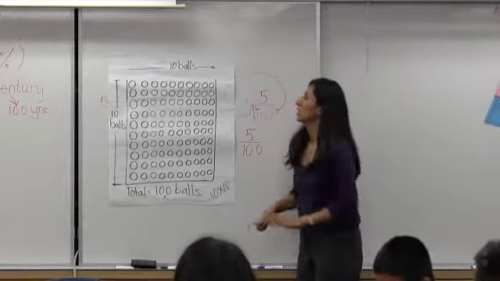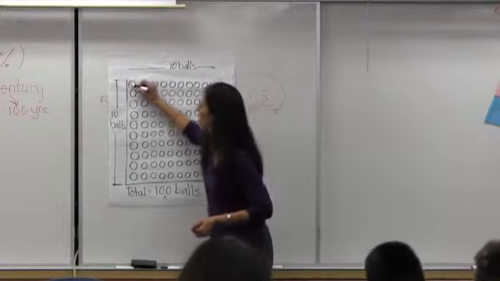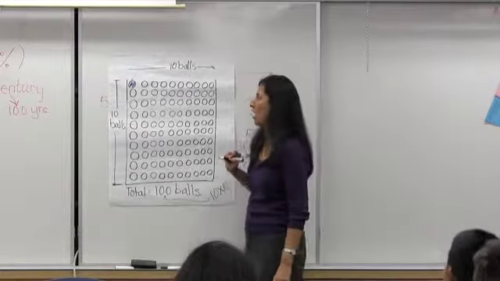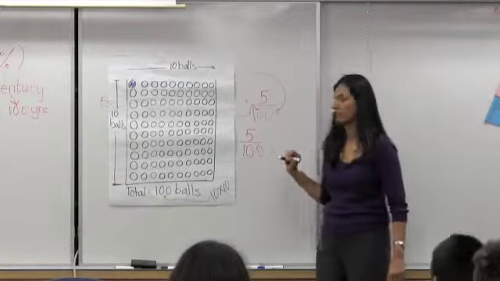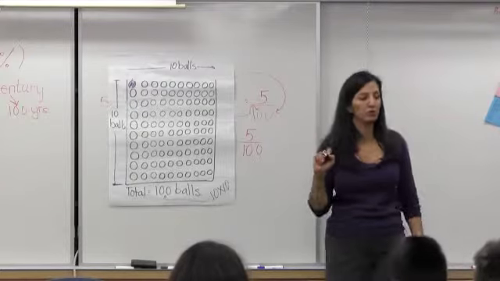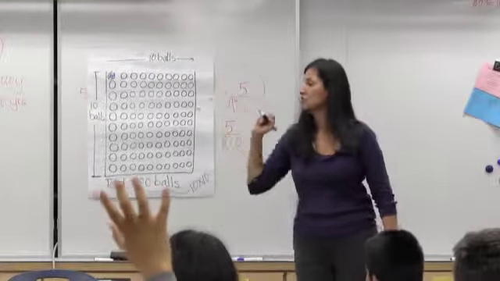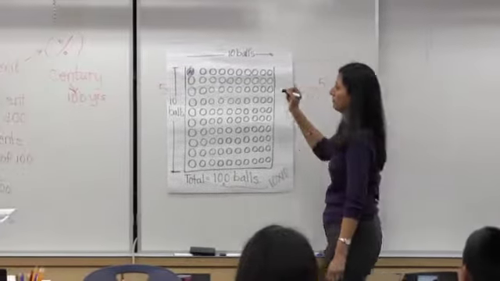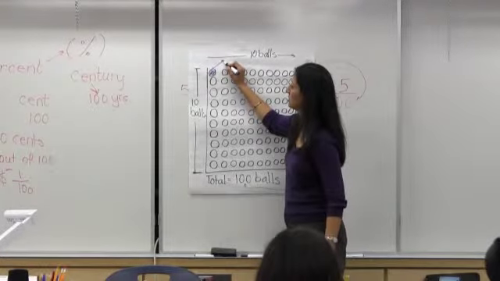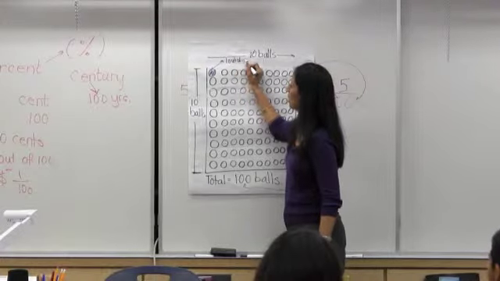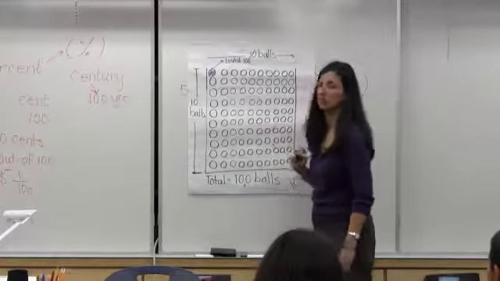I am going to color one of these purple. Okay? Now, how many balls out of how many balls are colored purple? How many? Monica? 1. Out of? 100. Okay, so I can say 1 out of 100 balls is colored purple.